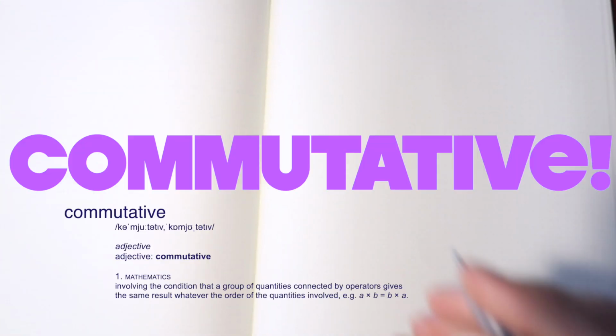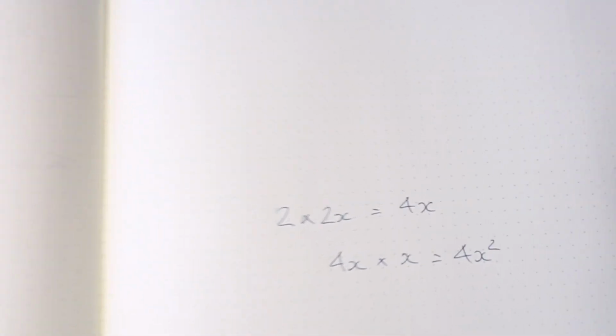Because multiplication is commutative, we could equally have said that 2 times 2x is 4x, and then we can multiply the 4x by x to give us 4x squared. Any way round should result in the final area of 4x squared.